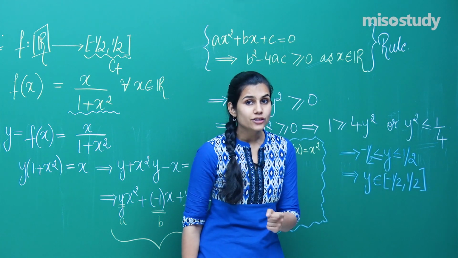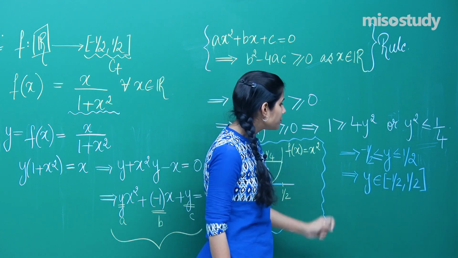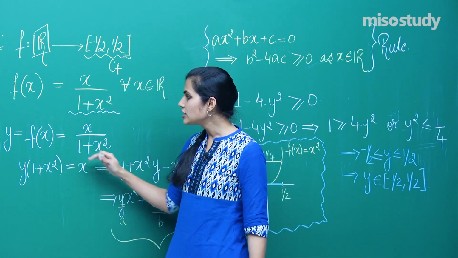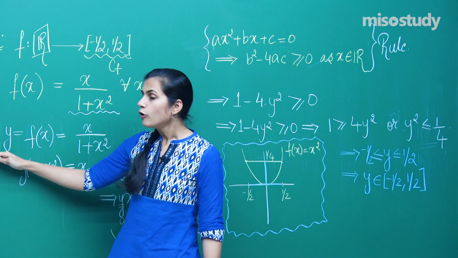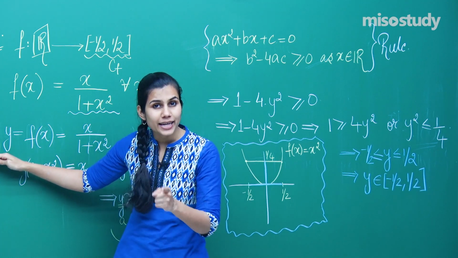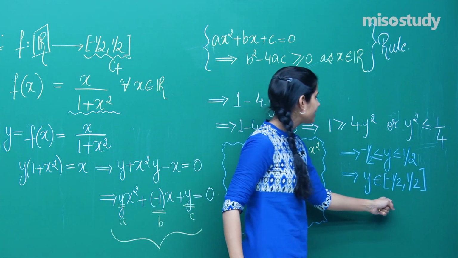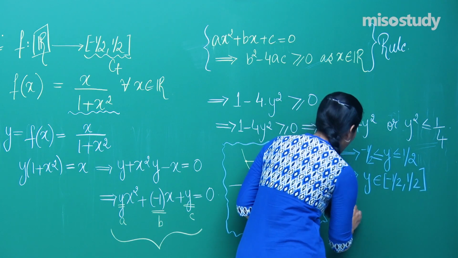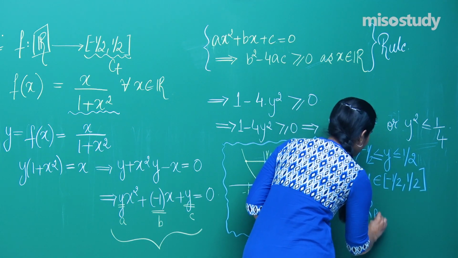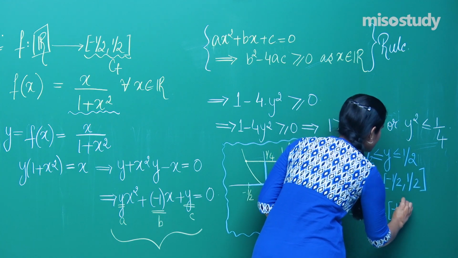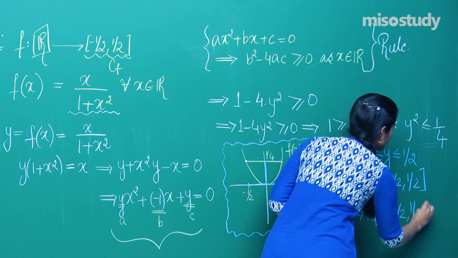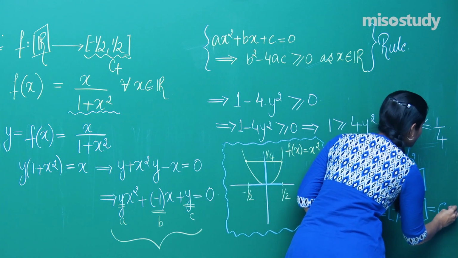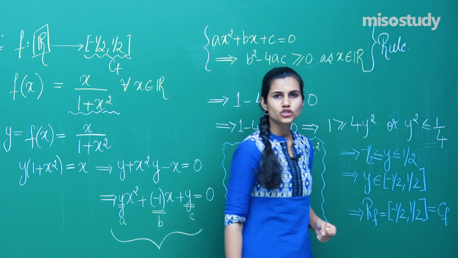But y was actually the range, and that means when you have put f of x equals this expression, the outputs which the function is obtaining is nothing but this closed interval minus 1 by 2, 1 by 2, and this implies that the range of the function is minus 1 by 2, 1 by 2, which is equal to the codomain of the function.